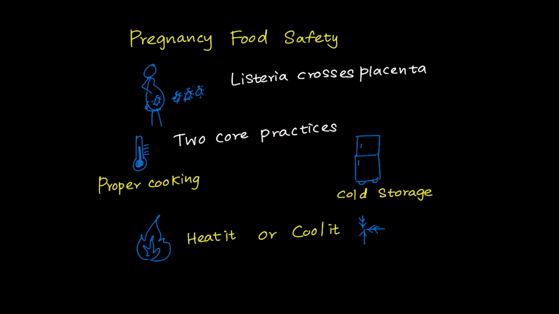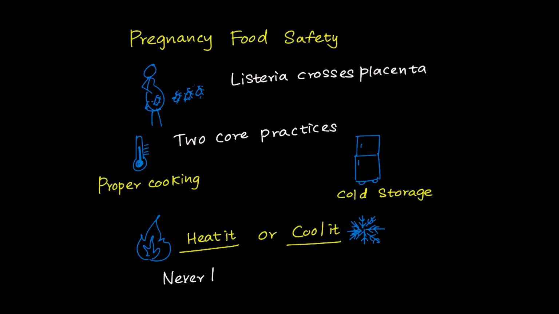Raw eggs and unpasteurized milk carry salmonella and listeria directly. Undercooked poultry and rare meat bring salmonella, campylobacter, and toxoplasmosis. Soft, unpasteurized cheeses carry high listeria risk. Proper cooking and cold storage is the safe practice pair the client needs.